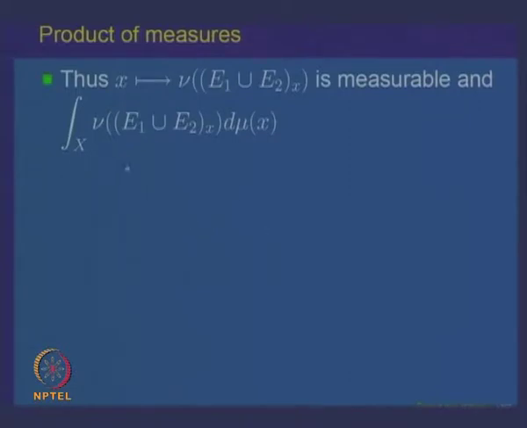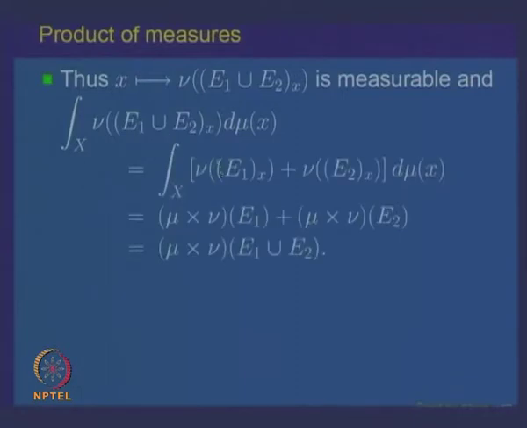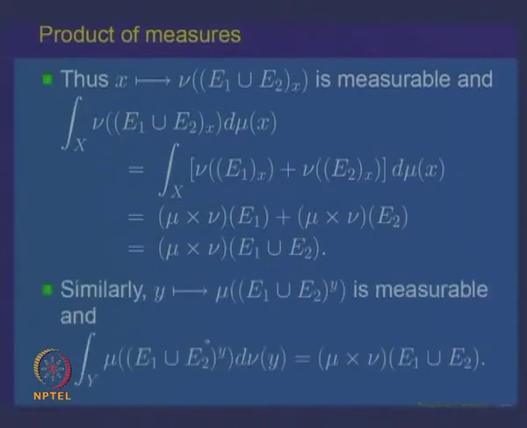And finally, to look at the integral: the integral of nu of the section of the union splits into two parts. So, nu of E 1 union E 2 section is nu of E 1 x plus nu of E 2 x with respect to mu. So, the integral splits into two parts. That is mu cross nu of E 1, because E 1 belongs to P, and this is mu cross nu of E 2, because E 2 belongs to P. And now, using the fact that mu cross nu is a measure, this is equal to mu cross nu of E 1 union E 2, and a similar thing will work for the y sections.